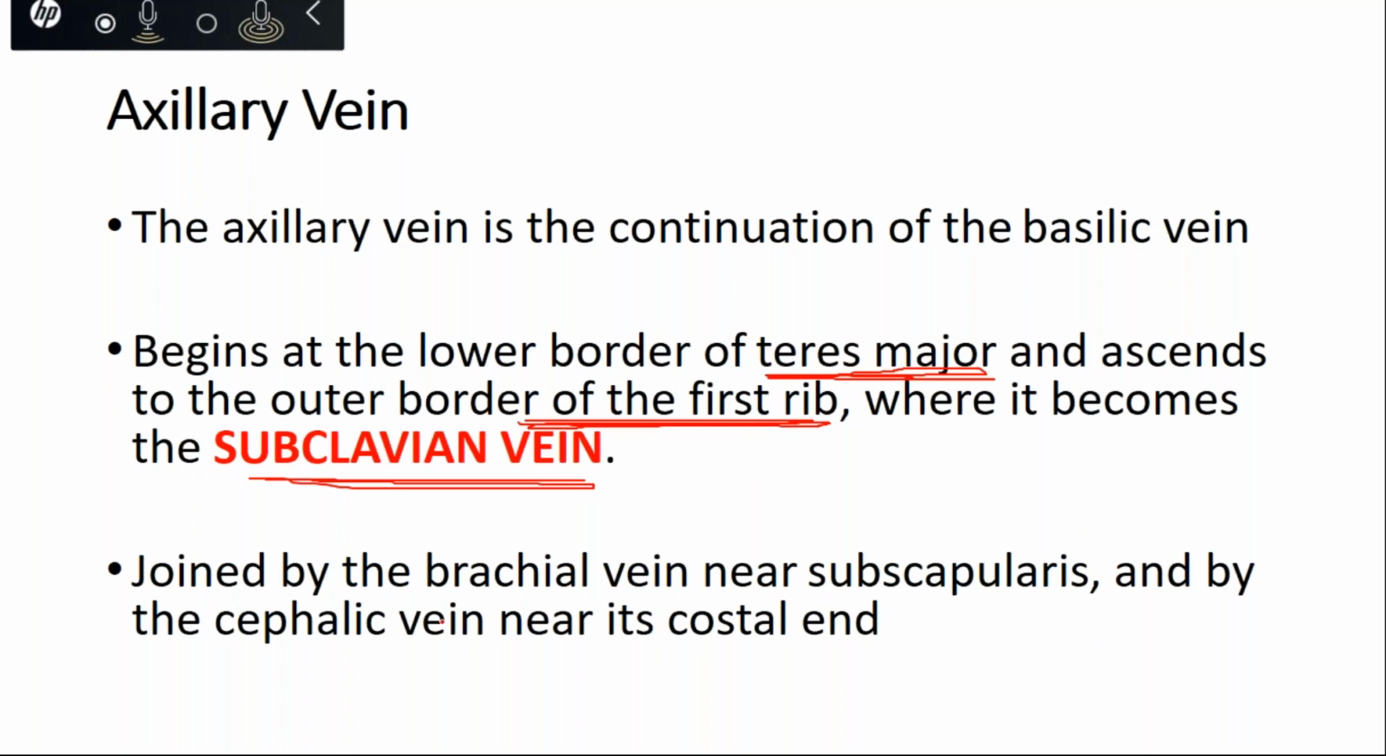Now what are the tributaries of this vein? Tributaries are small veins which join the axillary vein. There are many smaller veins, but mainly it is joined by the brachial veins near the subscapularis. Subscapularis is another muscle. It is also joined by the cephalic vein near its costal end. I will just show this in the picture.